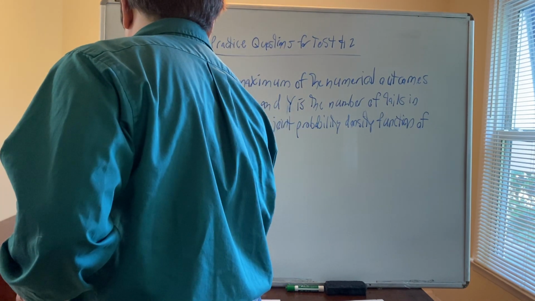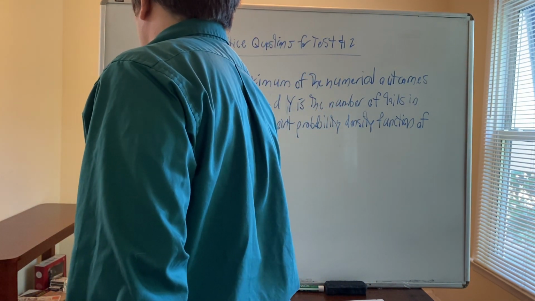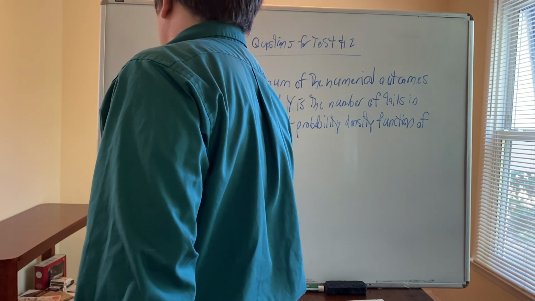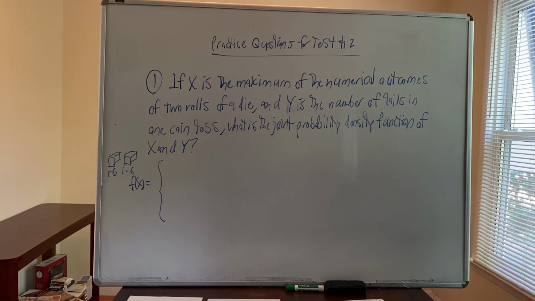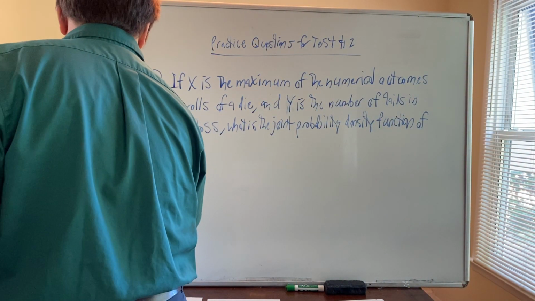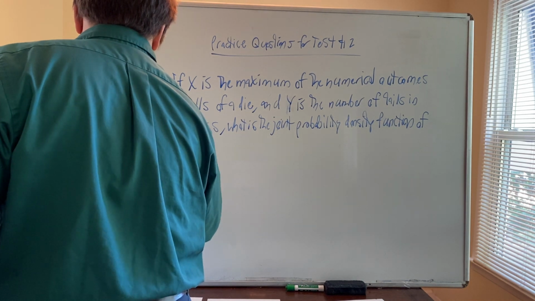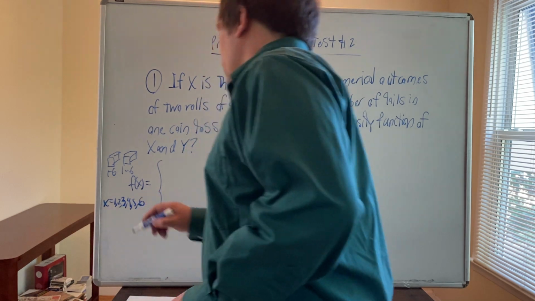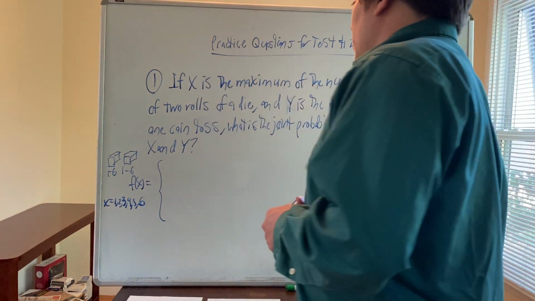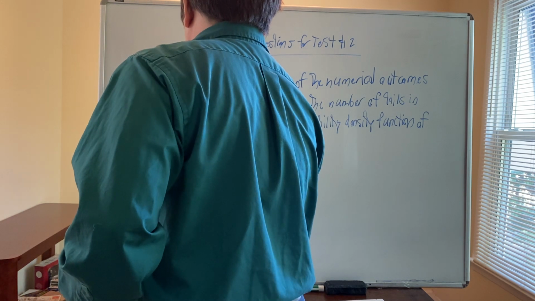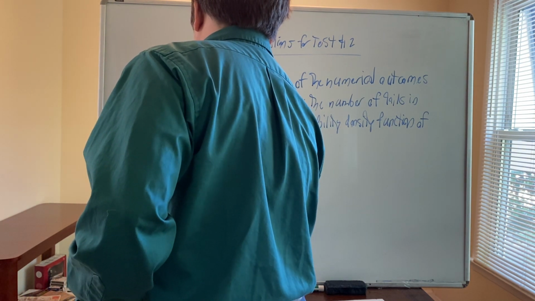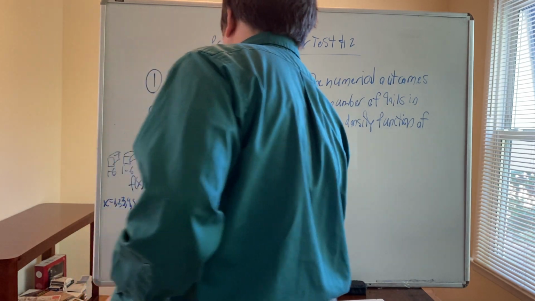So if you roll a die 2 times, for each roll the value on the die could be 1 through 6. The maximum could be as low as 1 if both rolls are 1, or as large as 6 because one of the rolls is a 6. So the possible values of X are 1, 2, 3, 4, 5, or 6. The maximum value of the 2 rolls could be any of those, and we want to know the probability for each.